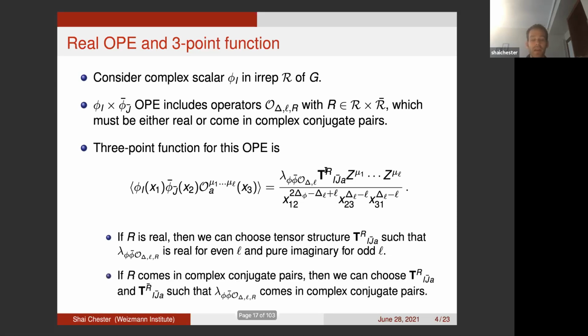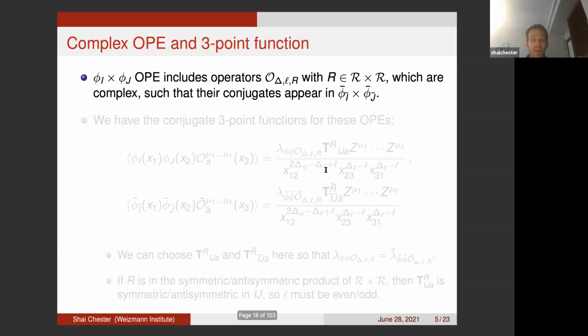The other possibility is that if R comes in complex conjugate pairs, then we can choose the tensor structure for each of these pairs. So you have T_R bar, such that the OPE coefficients themselves will come in complex conjugate pairs. Okay, so very simple. Now we could talk about the other OPE we can take.